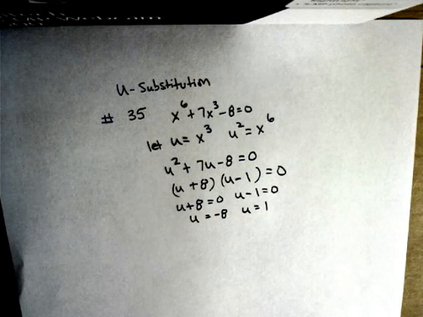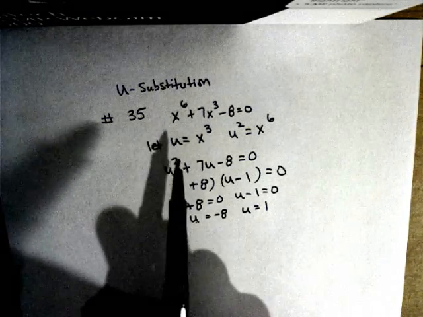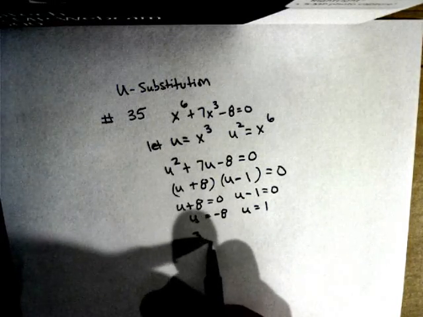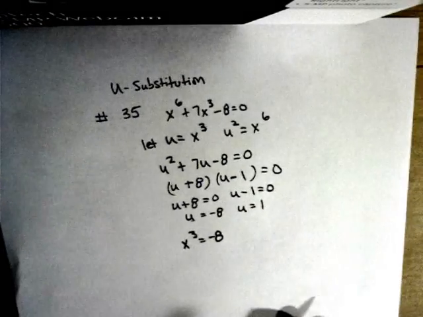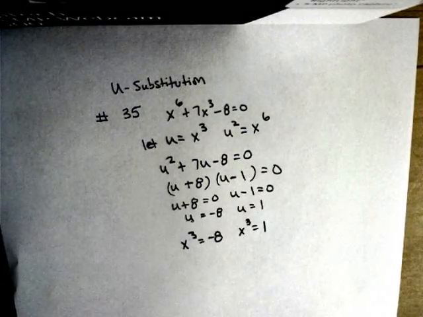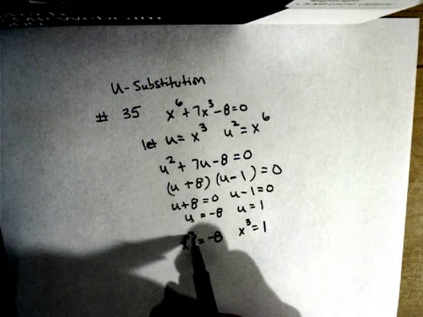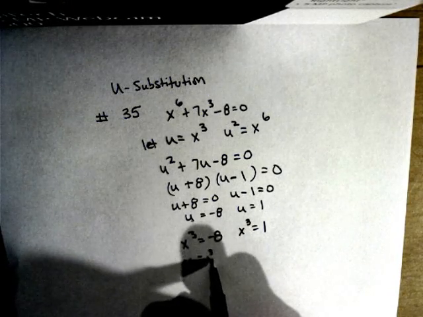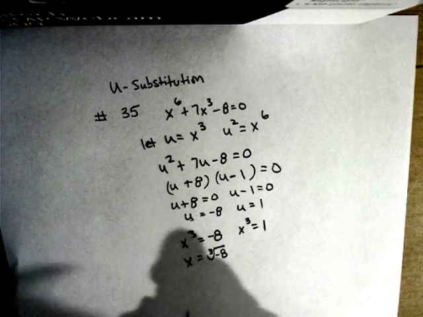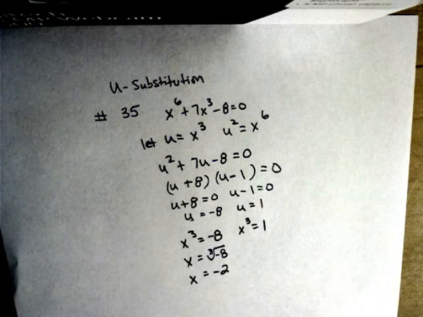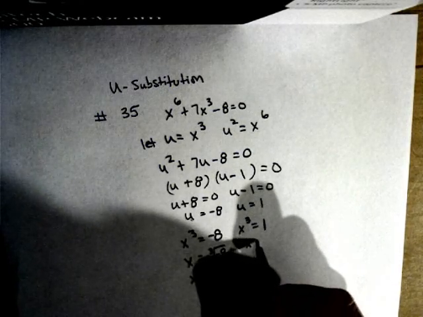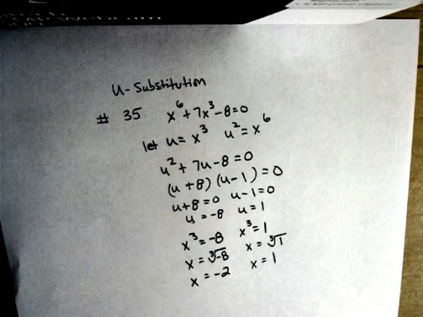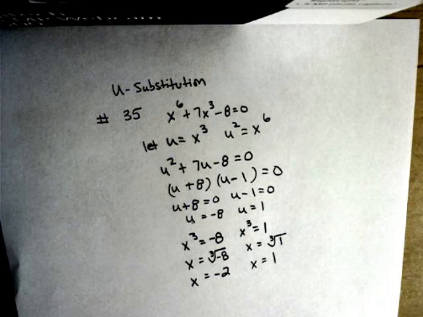We're not done because we have to solve for x. So what is u? We said u was x to the third, so we'll substitute back. X to the third is now equal to negative 8, and x to the third is equal to 1. You can now undo a cube with a cubed root, so x is going to equal the cubed root of negative 8. The cubed root of negative 8 is negative 2. And over here, x will equal the cubed root of 1. The cubed root of 1 is 1. So our solutions are negative 2 and 1.